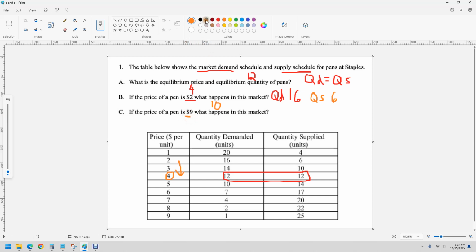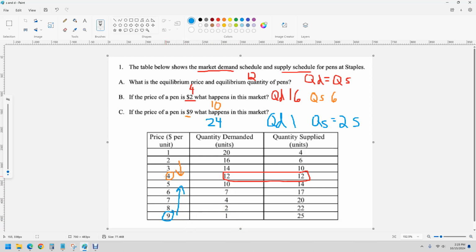Price at $9, let's go find that. We're down here. Now the consumers only want to buy 1, so quantity demanded is 1. And then the sellers want to sell a lot more. They want to sell 25, so quantity supplied is 25. It's a difference of 24, and we have 24 too much. So we have a surplus of 24 units. So the price is going to fall as sellers want to sell their excess units.